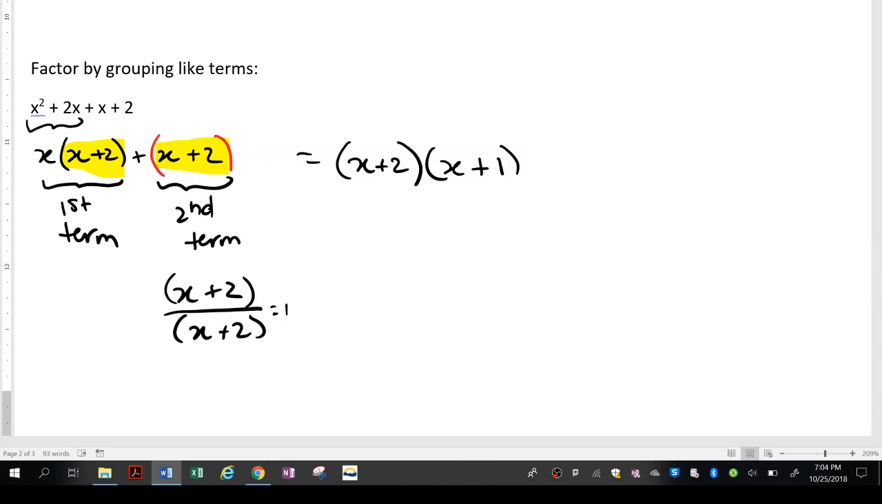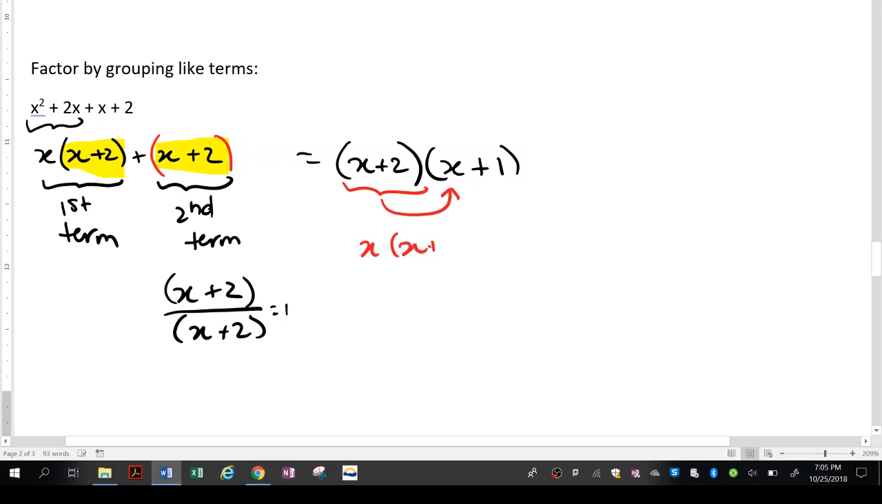Now, if we distribute again and double check that this is the correct factorization, I can take the x plus 2 and multiply by x to give us x times x plus 2, and then take that and multiply by 1 times x plus 2. Now in our original, we distributed this as well, and that gave us x squared plus 2x, and then plus x plus 2, which was our original polynomial.